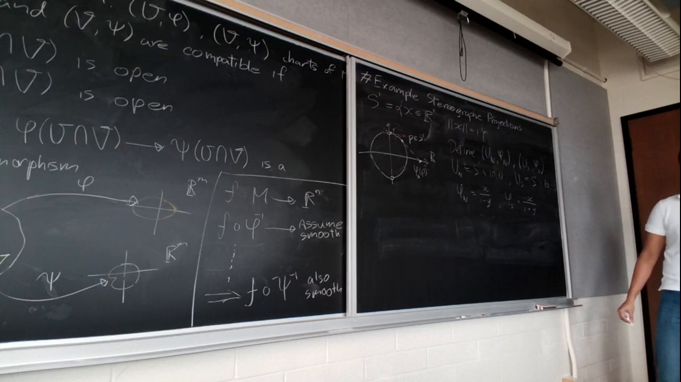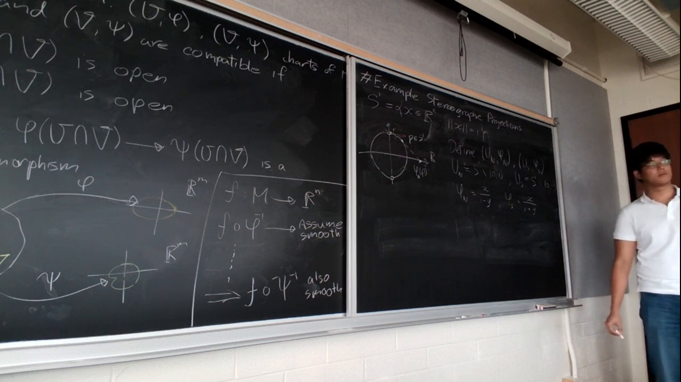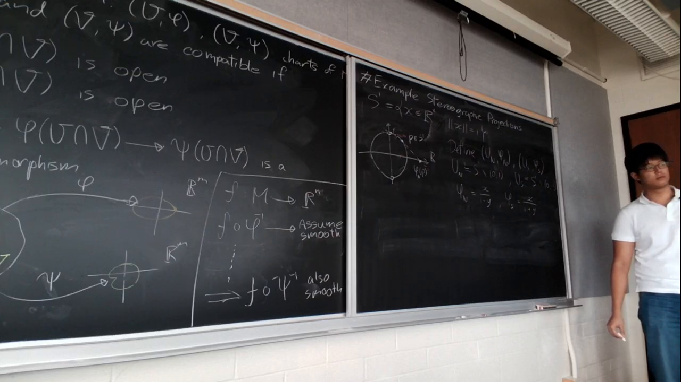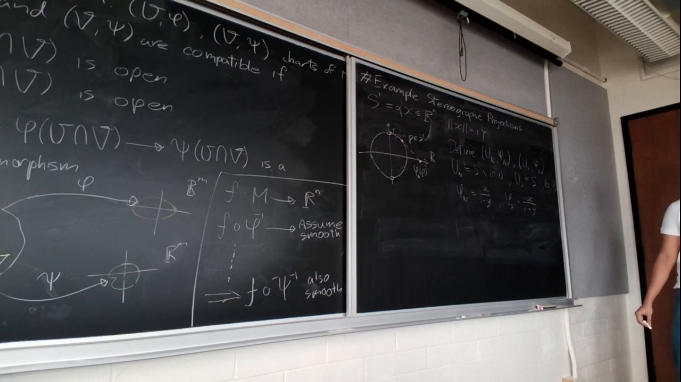Well, something that might happen is that for each open set, there's more than one chart which has that open set as its open set. Oh yeah, that's fine. As long as the coordinate transformation is smooth, you're good.